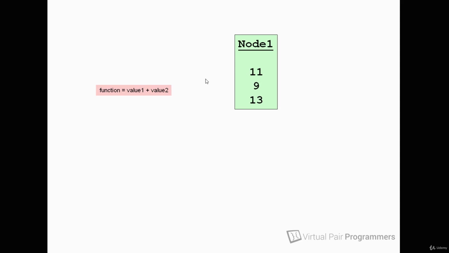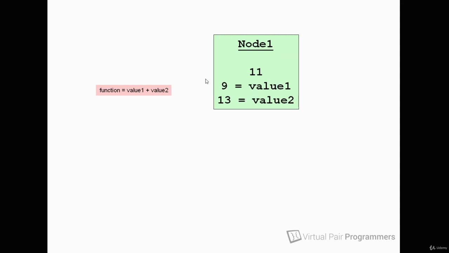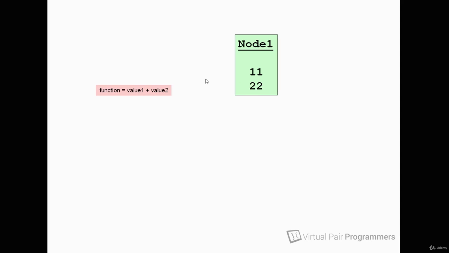And now we're left with 3 values on this node. And now the reduce simply continues. Spark will nominate any 2 values to be value 1 and value 2. In this case, it's picked the 9 and the 13, and it applies the function to those 2 values. So that's going to give us a 22, and it continues.